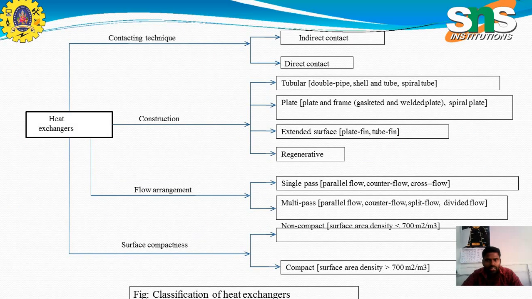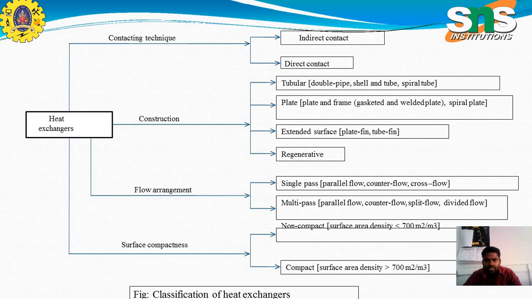And then we have different classifications of heat exchangers based on application. First, we have four types of classification: the contact technique, then construction, then flow arrangement, then surface compactness. In the contact technique, we have two types called indirect contact and direct contact. In an indirect contact heat exchanger, the two fluids do not make direct contact to achieve the heat transfer, whereas in direct contact, both fluid mediums are brought into direct contact, in which the heat transfer takes place.